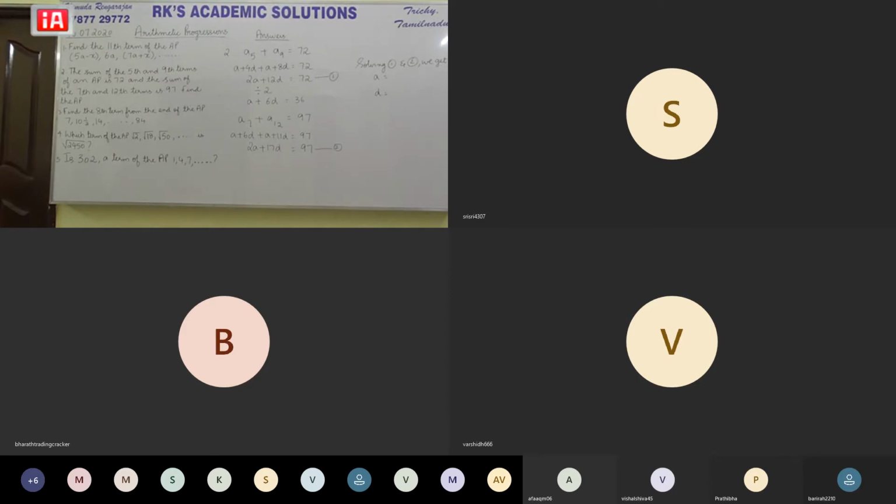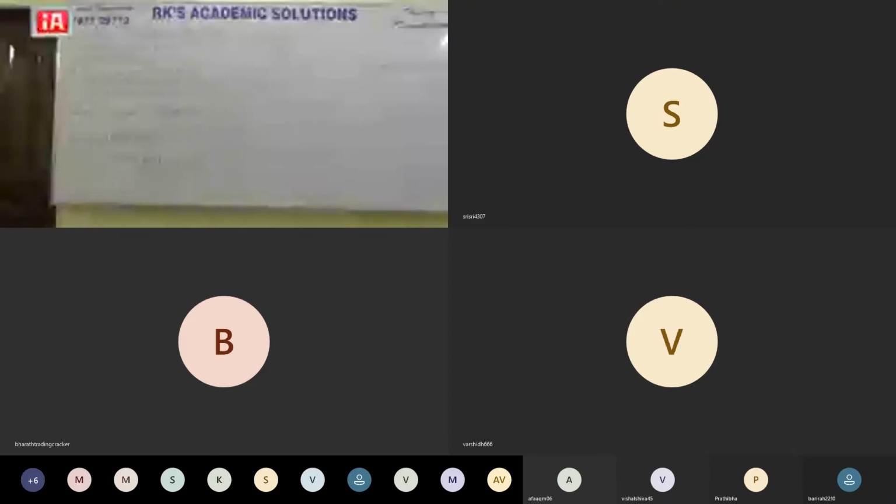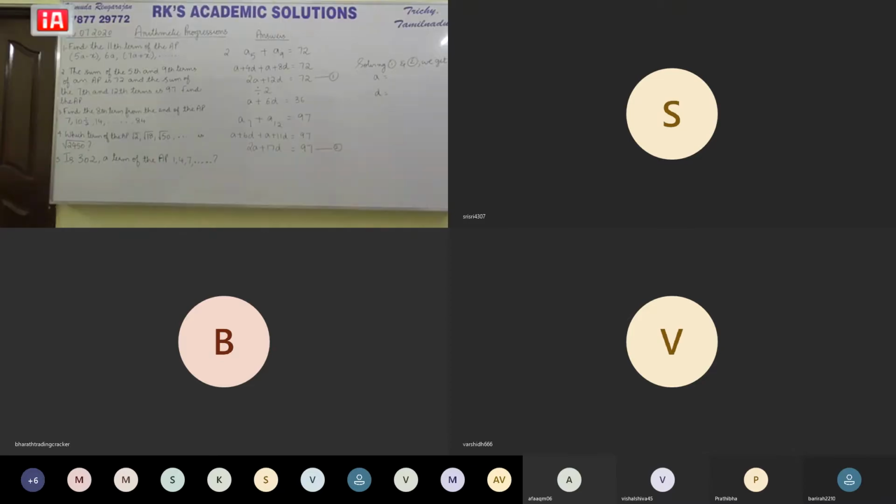In question number 2, we are given the sum of the fifth term and the ninth term. The fifth term is A5. The ninth term is A9. The sum of the fifth and the ninth term, so A5 plus A9. Sum meaning addition. The sum of the fifth term and the ninth term of an AP is 72. So A5 plus A9 is 72.